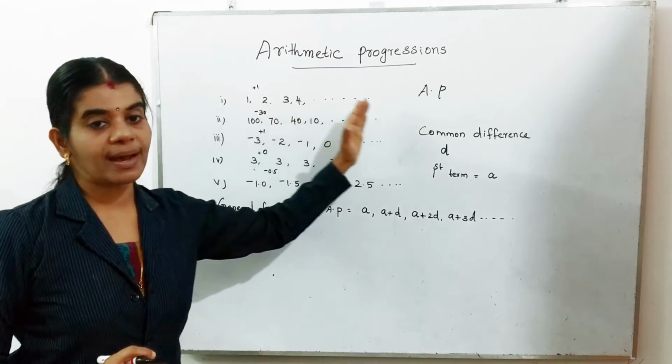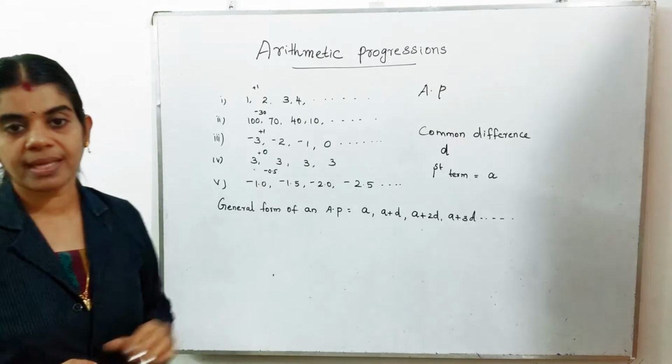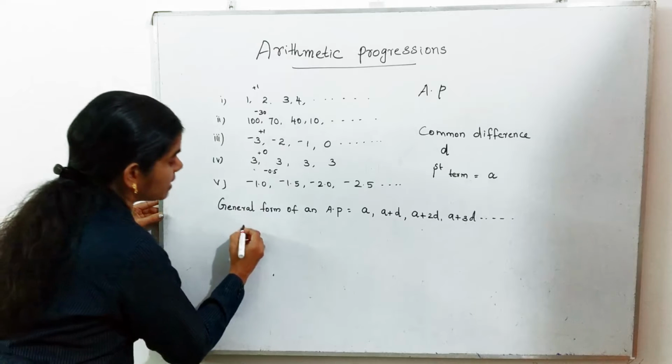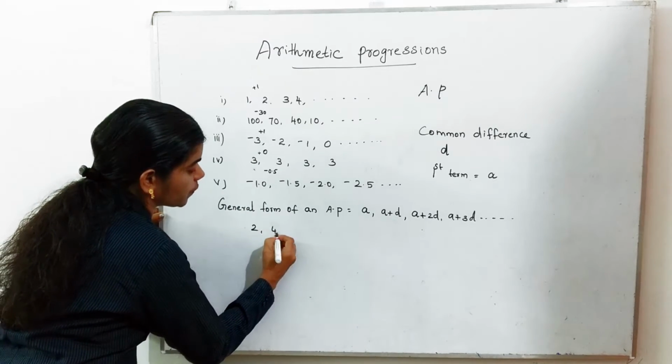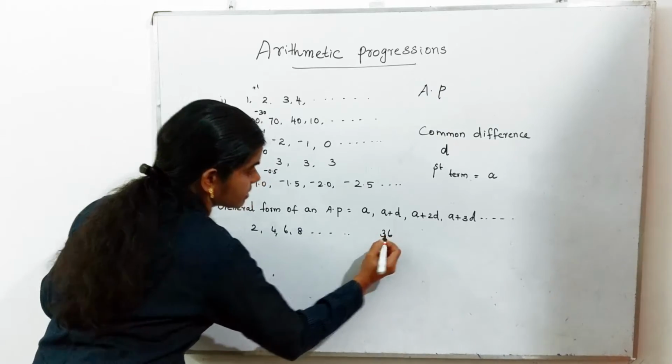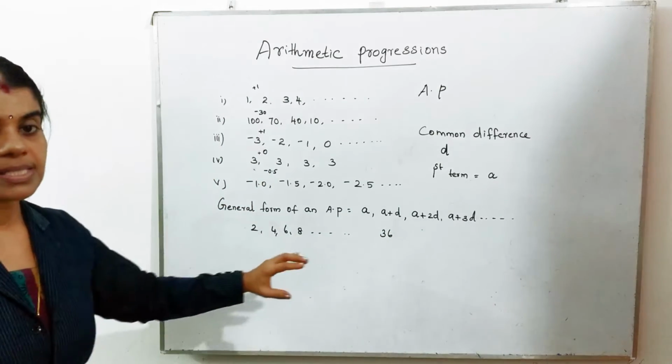Therefore, these are all infinite APs. Therefore, we can't find out the last term. If I am writing this way, 2, 4, 6, 8, etc. it is infinite. If I am writing here 36, therefore, we know the last term.